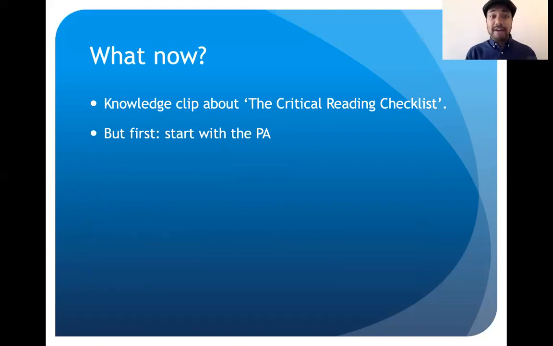But we have a knowledge clip about that where you can learn more about it. But first start with the PA. And during the PA, you will be prompted, they will tell you when it's time to look at this knowledge clip about the critical reading checklist.